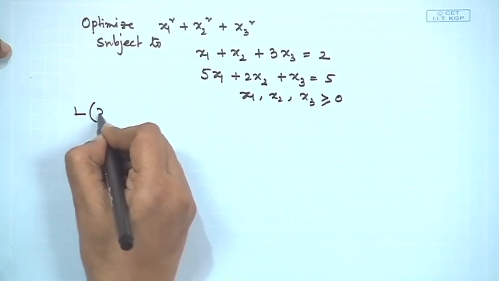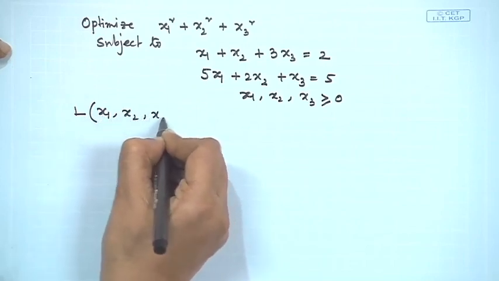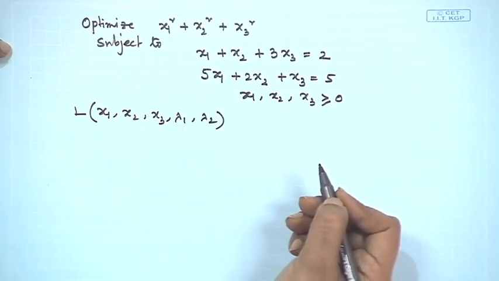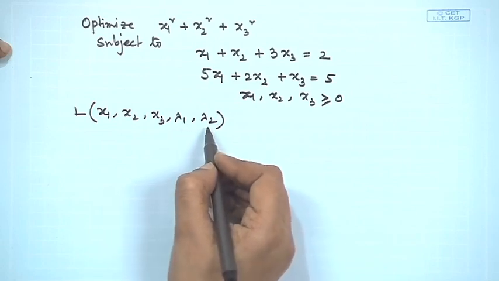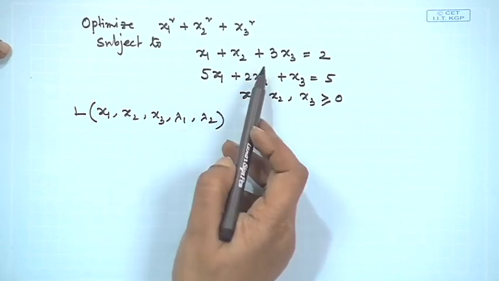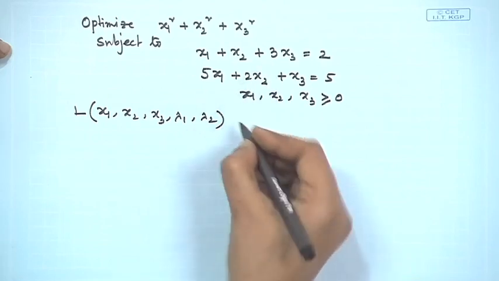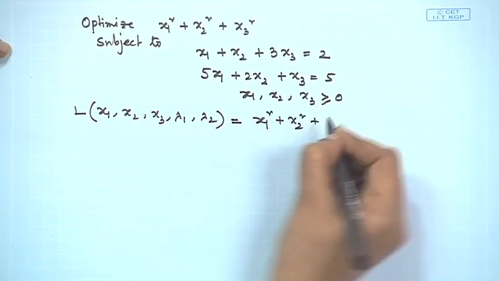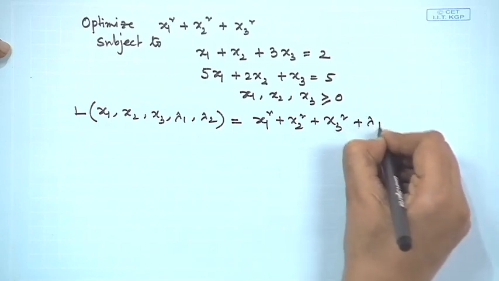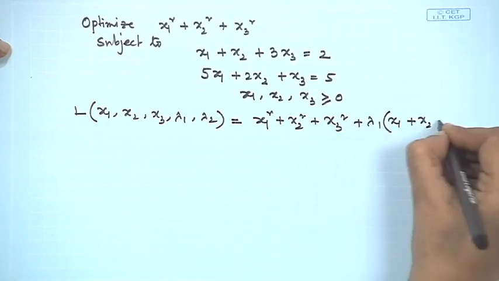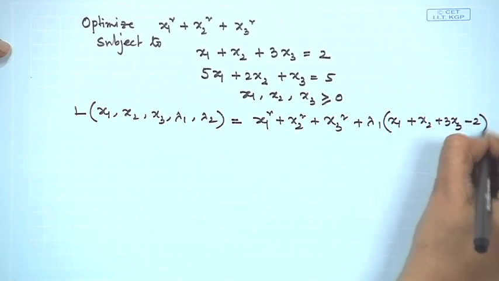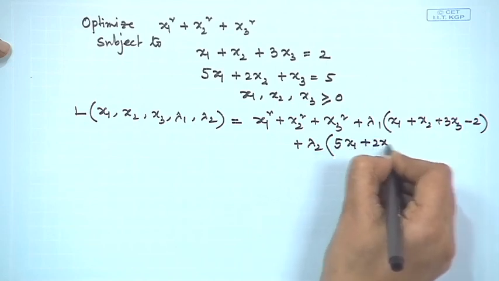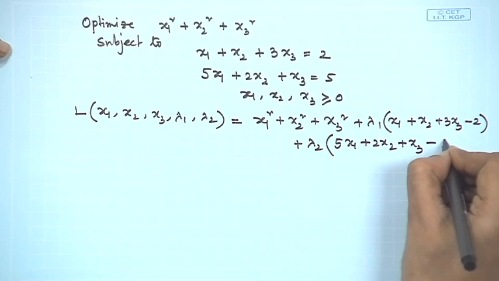Now, the Lagrange function would be a function of the decision variables and the Lagrange multipliers as well. We have two Lagrange multipliers here. One is lambda 1, another one is lambda 2. Lambda 1 is attached to the first constraint, lambda 2 is attached to the second constraint, and the Lagrange function would be x1 square plus x2 square plus x3 square plus lambda 1 (x1 plus x2 plus 3x3 minus 2) plus lambda 2 (5x1 plus 2x2 plus x3 minus 5).